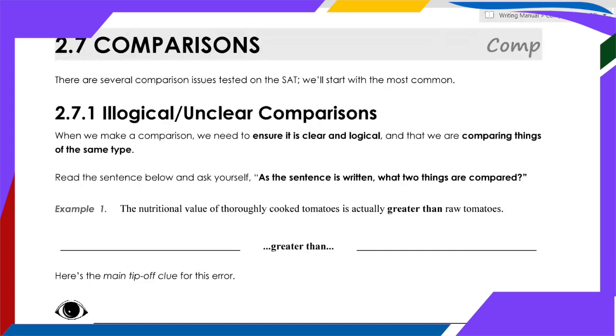Grammar rule number 7, comparisons. This is page 59 of the writing manual.